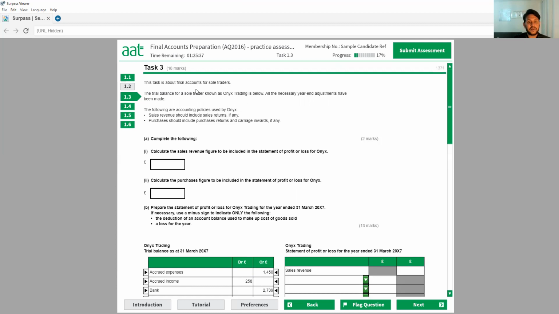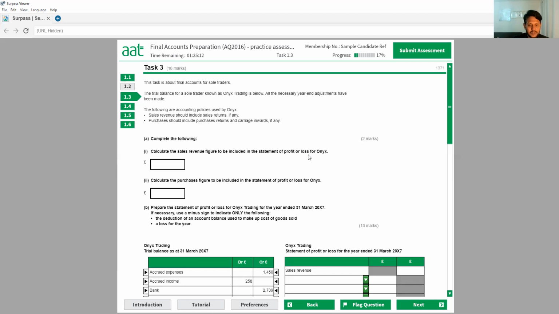This task is about final account for the sole trader. The trial balance for the sole trader known as Onyx Trading is below. All the necessary year-end adjustments have been made. The following are accounting policy used by Onyx. Sales revenue should include sales return, if any. Purchase should include purchase return carriage inward, if any.